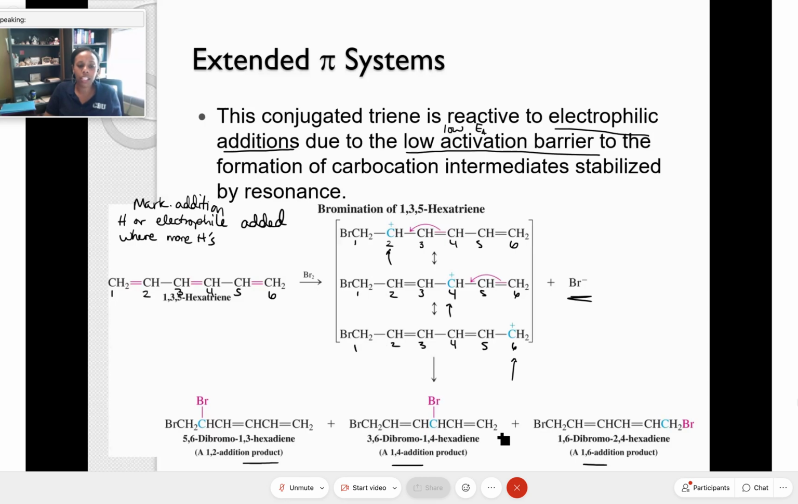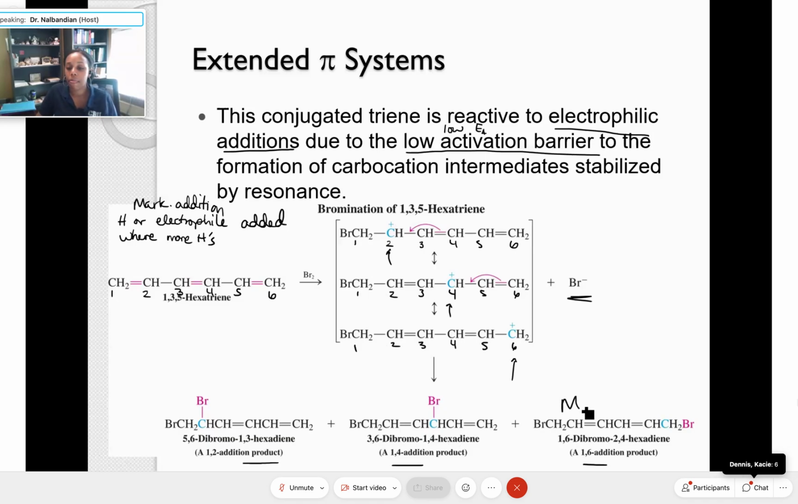Which one of these products do you think would be the most stable product? So either put 2, 4, or 6 into the chat to say the 1,2, the 1,4, or the 1,6.